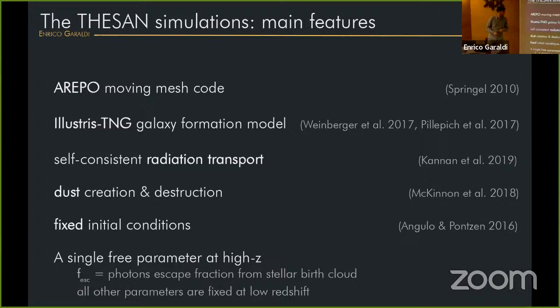We include self-consistently radiation transport and non-equilibrium thermochemistry. We have dust creation and destruction, again taking a model developed for the Milky Way at redshift zero and then applied at high redshift. We use this fixed initial condition variance reduction technique. And putting all this together means we have a single free parameter at high redshift.